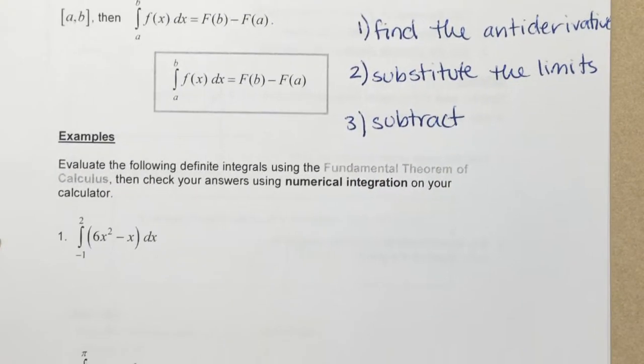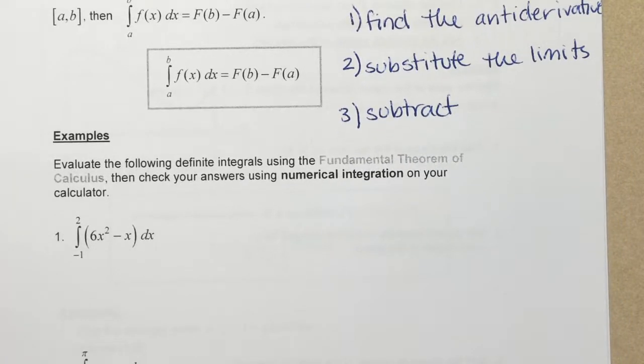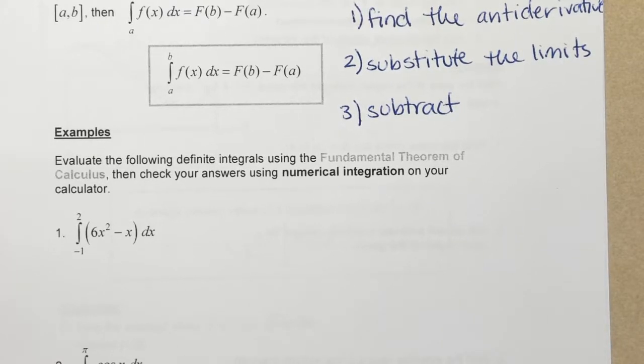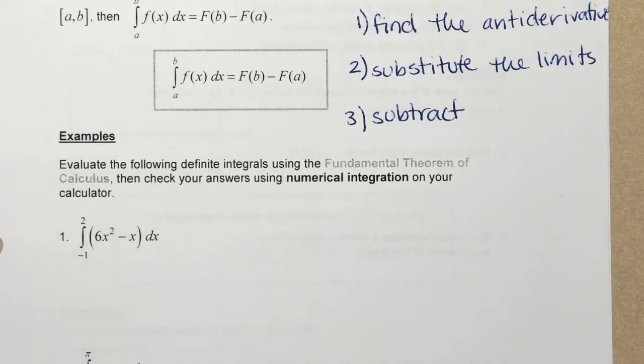So we have 3 examples that we're going to work through. First, we want to evaluate the following definite integrals using the fundamental theorem of calculus, then check our answers using numerical integration on your calculator. So first thing we want to do for number 1, we have the integral from -1 to 2 of 6x squared minus x dx. So first thing we want to do is find the antiderivative of 6x squared minus x.